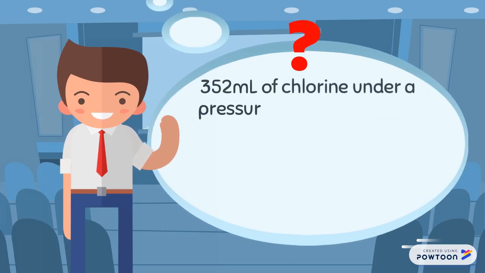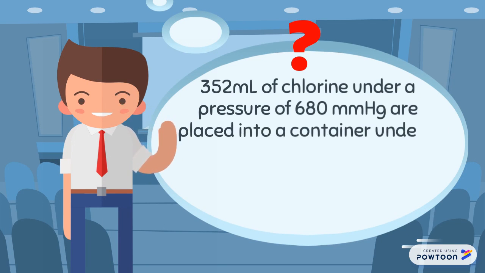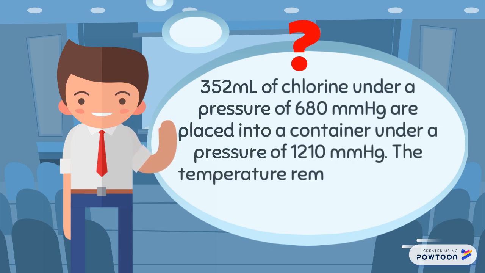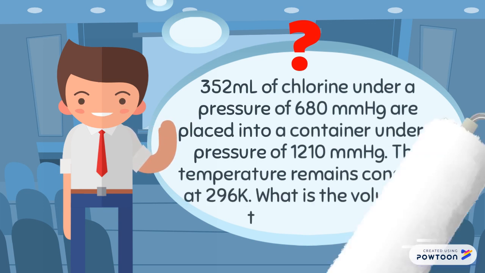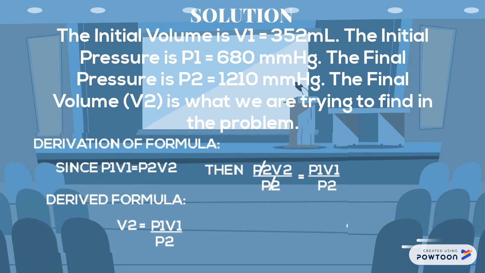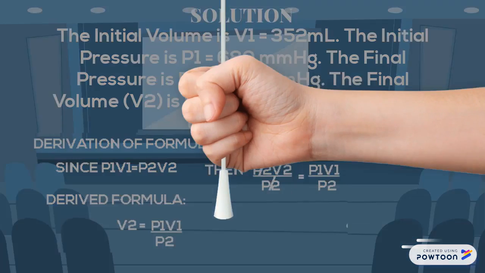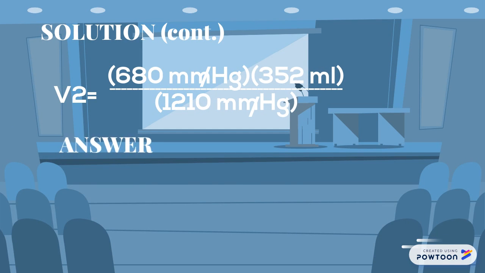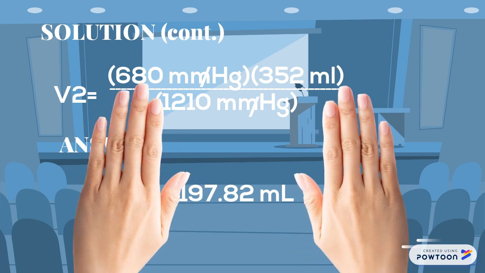Number 2. 352 ml of chlorine under a pressure of 680 mmHg is placed into a container under a pressure of 1210 mmHg. The initial volume is V1 equals 352 ml, the initial pressure is 680 mmHg, and the final pressure is 1210 mmHg. You can see the derived formula below. Continuation of the solution. V2 equals 680 mmHg times 352 ml all over 1210 mmHg. Answer: V2 equals 197.82 ml.